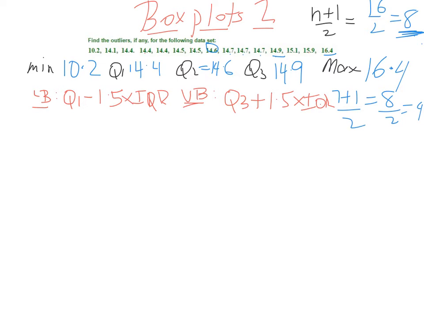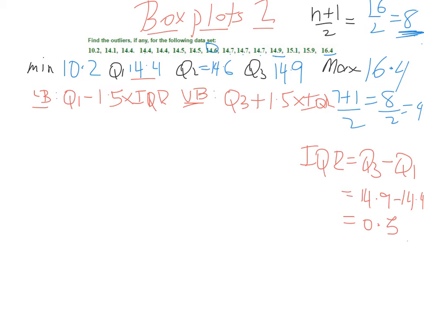So we've got to ask ourselves, what is the interquartile range? That is Q3 minus Q1. So Q3, we've got 14.9. Q1 is 14.4. So it is 0.5. So that's what we've got there.